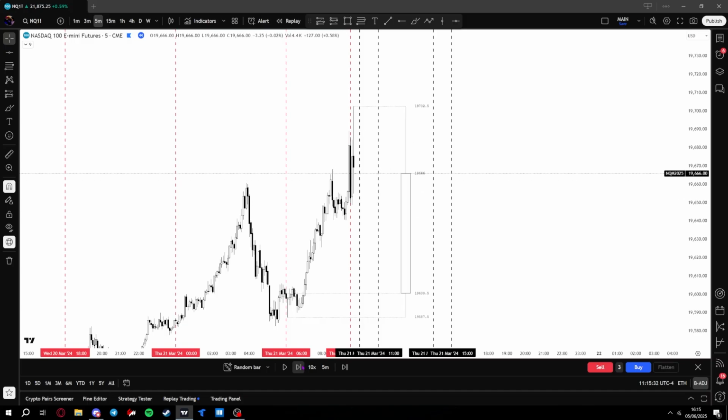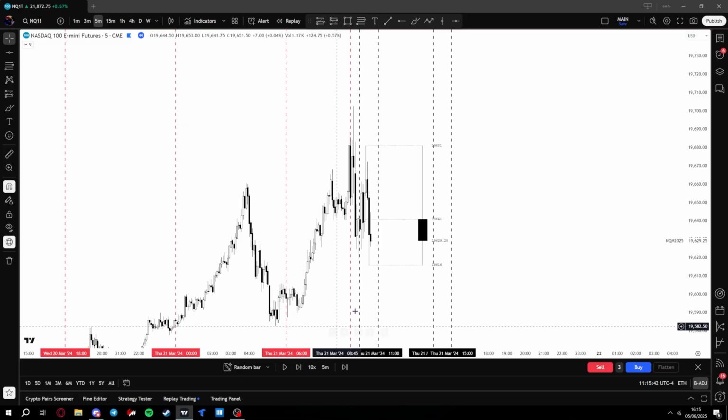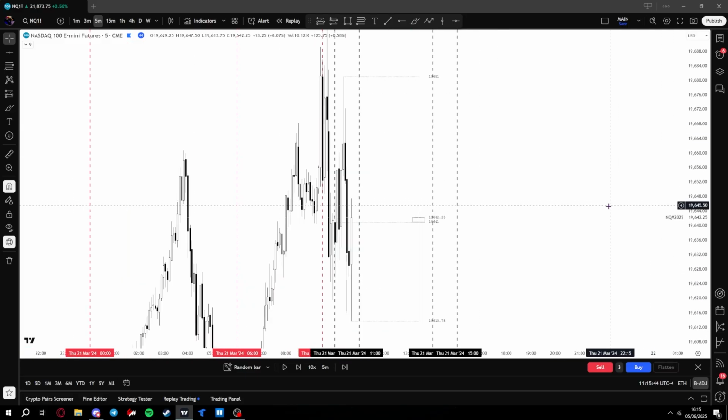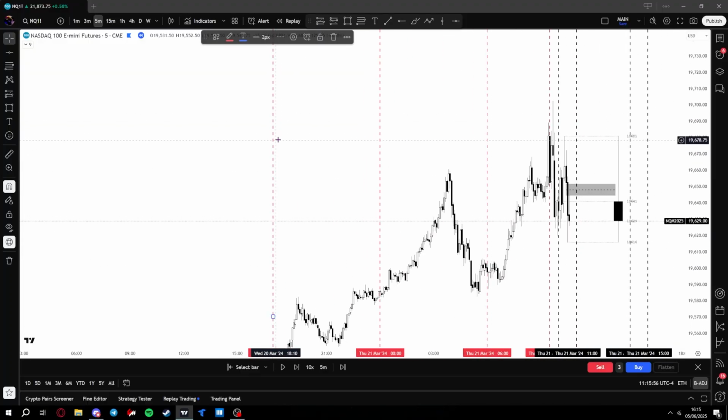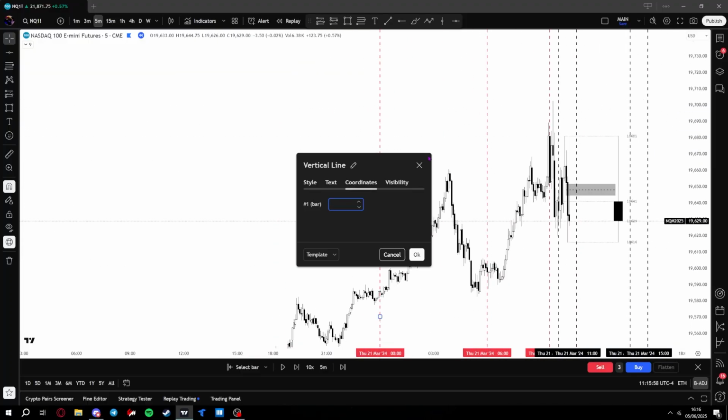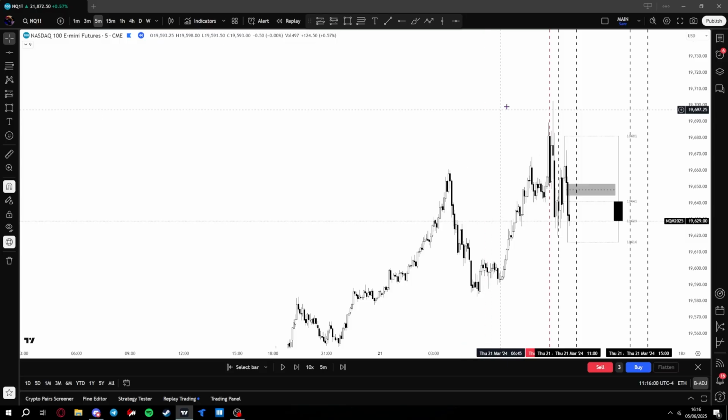Okay. So here, now we look for the first value gap from 10 a.m., or the first bearish fair value gap, sorry, I should say. So I went too far already. Okay, I'm getting rid of these, hurting my eyes.